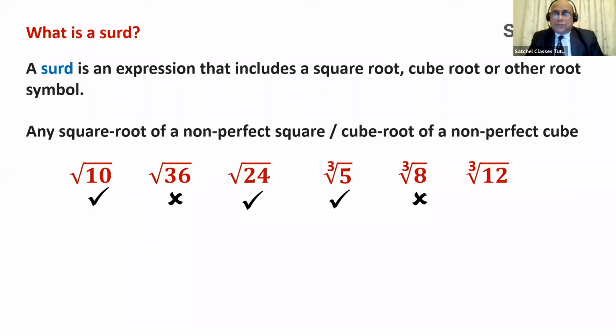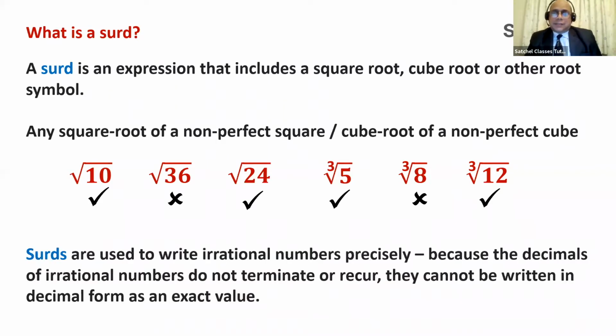And finally, cube root of 12. Is 12 a cube number? No. Which means cube root of 12 qualifies as a surd. My bad. Because 12 is not a cube number, it qualifies as a surd. So surds are square roots or cube roots of numbers which are not perfect squares or not perfect cubes, respectively.